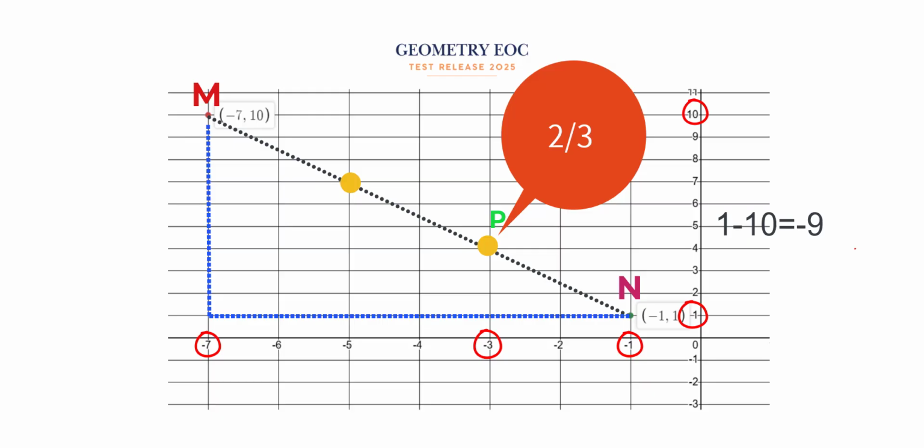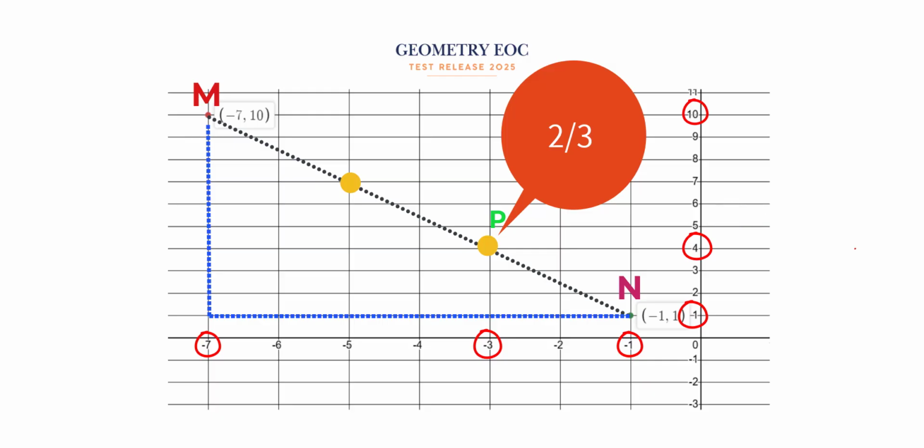But again, point P is only 2/3 of the way from M toward N. So we take 2/3 of -9. 2/3 times -9 equals -6. That means, starting at 10, we move down 6 units. 10 plus -6 equals 4. So the y-coordinate of point P is 4.